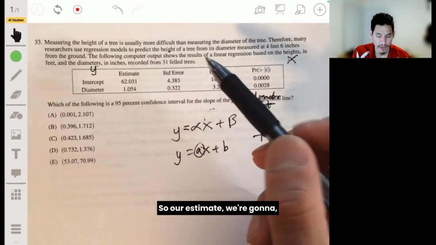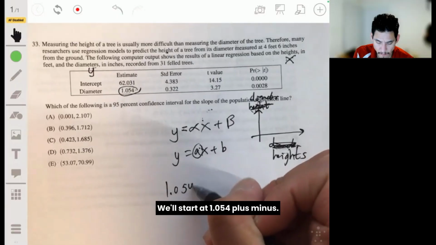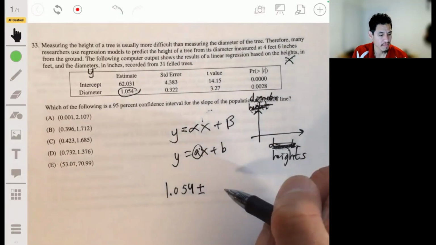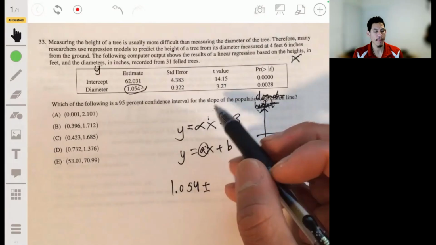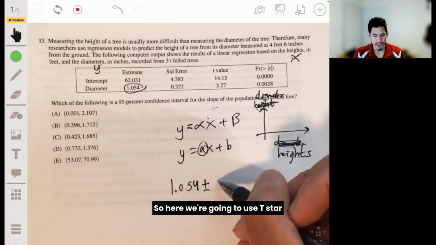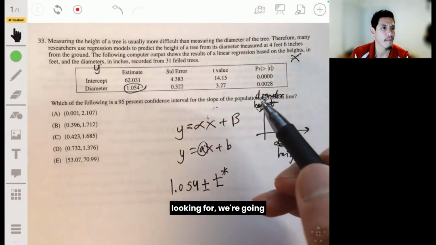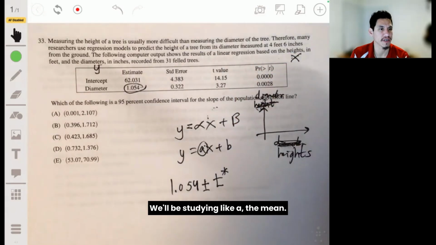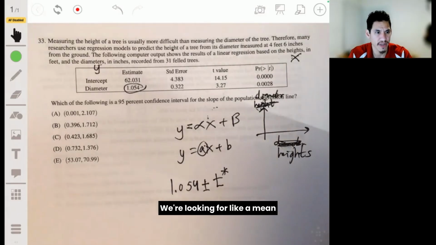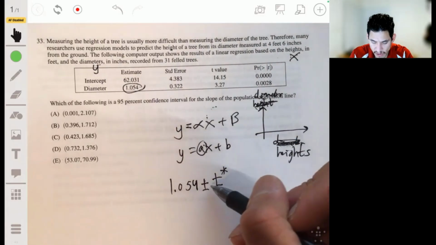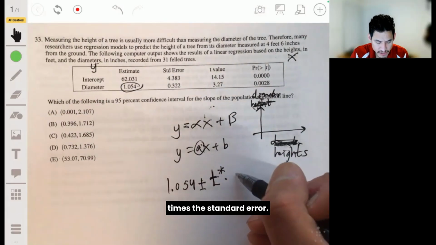So our estimate, this will be our point estimate. We'll start at 1.054 plus minus. And remember, we have a 95% confidence interval. So we're going to use T star in this case, because we're going to be looking at the means. We're not looking at proportion. We're looking at the mean value to have an estimate. So we'll have a T interval, so our T star will be a critical value, times the standard error.